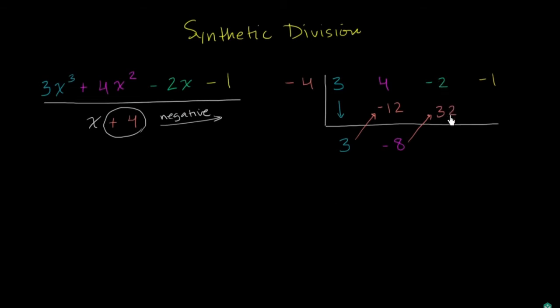Now we add negative 2 plus positive 32. That gives us positive 30. Then you multiply the positive 30 times the negative 4, and that gives you negative 120. Then you add the negative 1 plus the negative 120, and you end up with negative 121. And now the last thing you do is you say, well, I have one term here, and in this plain vanilla simple version of synthetic division, when you have x plus or minus something, you're only going to have one term there.